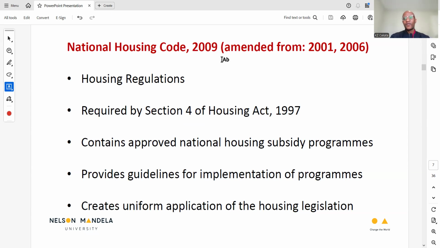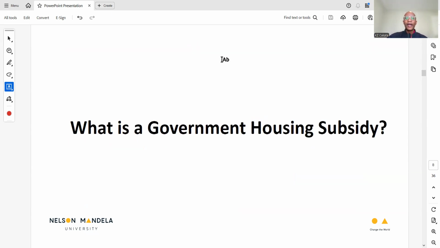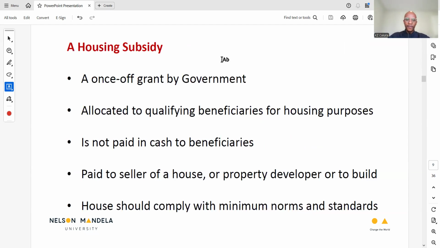Again, a reminder for you to go through all the prescribed reading for this module, and it contains all the approved national housing subsidy programs, and it provides the guidelines for implementation of these programs, creating a uniformity of how they should be applied. What is a government housing subsidy?